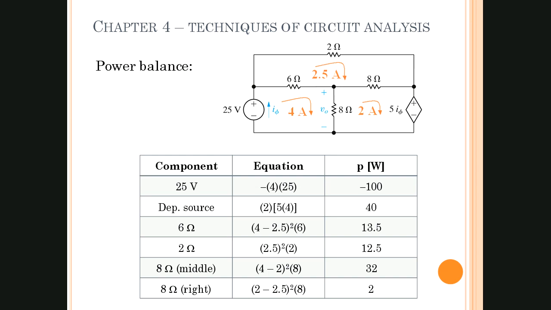Okay, and when we solve for all the individual powers, this is what we get in the table. The power generated is by the independent source, and everything else is being consumed. So all of these powers, if you add them, should equal 100.